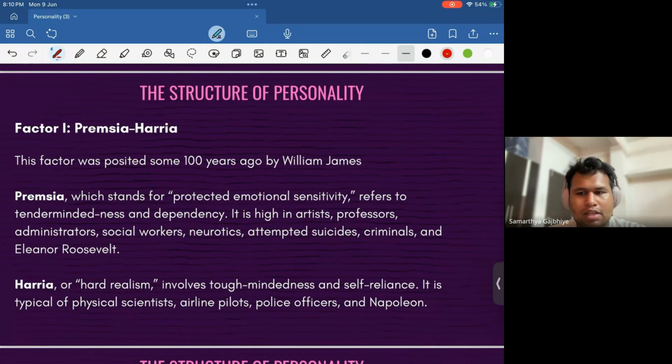प्रेमसिया हैरिया पे आते हैं. व्हाट इज प्रेमसिया हैरिया मैन? हैरिया पॉटर. प्रेमसिया. कुछ तो गाना है प्रेमसिया. ओके. फैक्टर वाज पोजिटेड 100 years ago by विलियम जेम्स. विलियम जेम्स क्या लिखा है विलियम जेम्स ने? हु इज विलियम जेम्स?